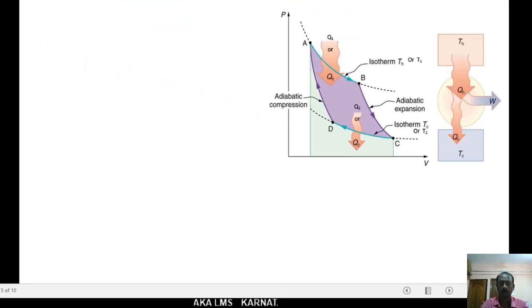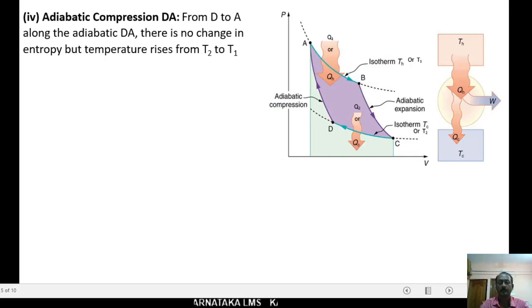Fourth one is adiabatic compression DA. From D to A, along the adiabatic DA, there is no change in entropy, but temperature rises from T2 to T1. In this case, the entropy dS between the limits D to A is equal to 0. Why it is 0? Because there is no heat exchange in this adiabatic compression. Hence, there is no change in entropy, hence it is taken as 0.